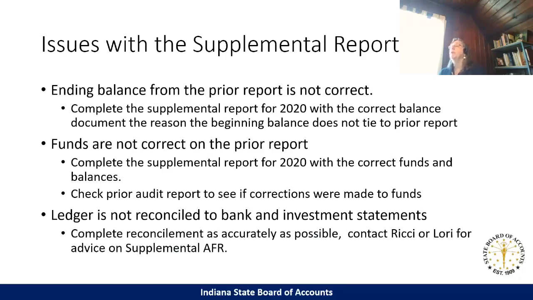If you're pretty sure that the prior report had incorrect numbers, use the correct numbers on your supplemental AFR. Use the numbers you know are right. Keep any documentation on how you researched the difference between last year's and this year's for audit. There may have to be a note disclosure or something depending on the amount, but that's what they're going to be looking for. But use the correct numbers.